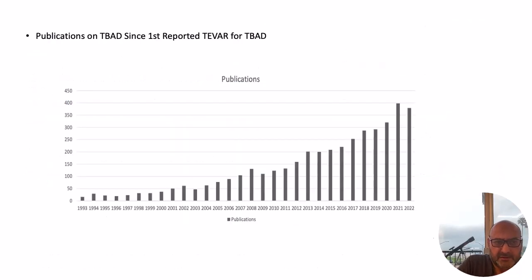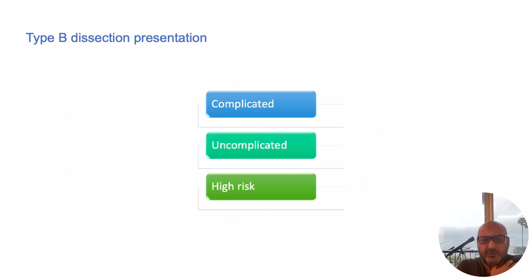If you look at the publications in type B dissections, there's a steep increase over time. 2021 has 400 publications, but it probably went down because at that time there was a lot of emphasis on COVID. So how do these patients present? We talked about that earlier: complicated, uncomplicated, and high risk. So the key is high risk now, and for uncomplicated, you have to distinguish between these two.